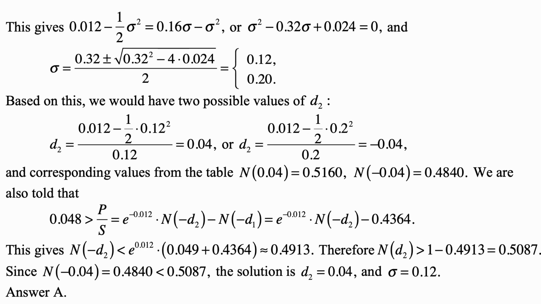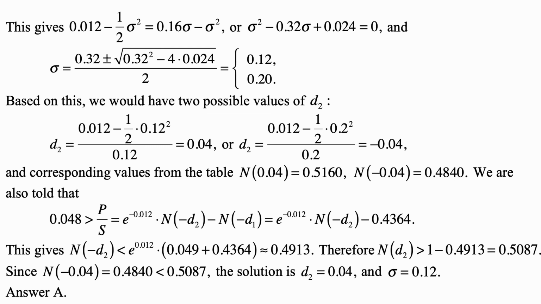Based on this, we would have two possible values of d2. One is 0.04 and the other one is negative 0.04. And the corresponding values from the table are N of 0.04 to be 0.5160 and N of minus 0.04 to be 0.4840.